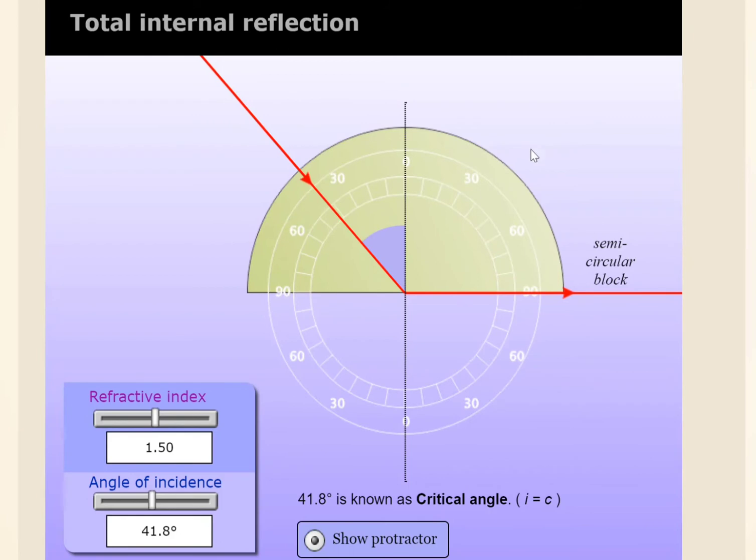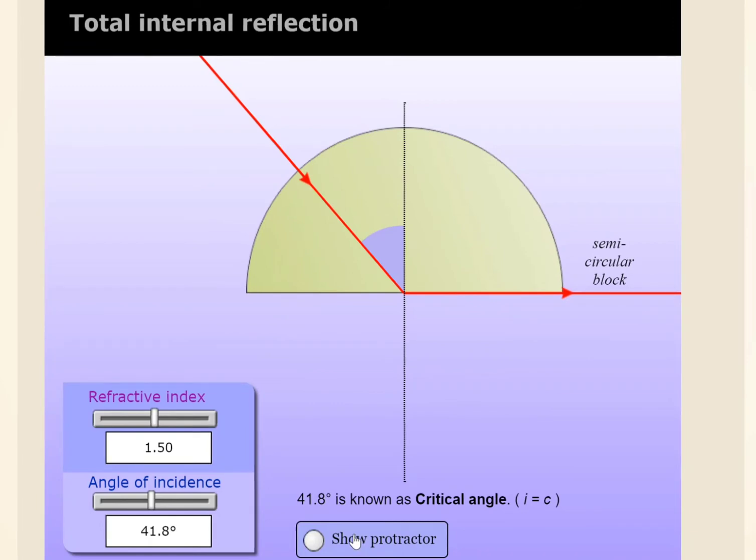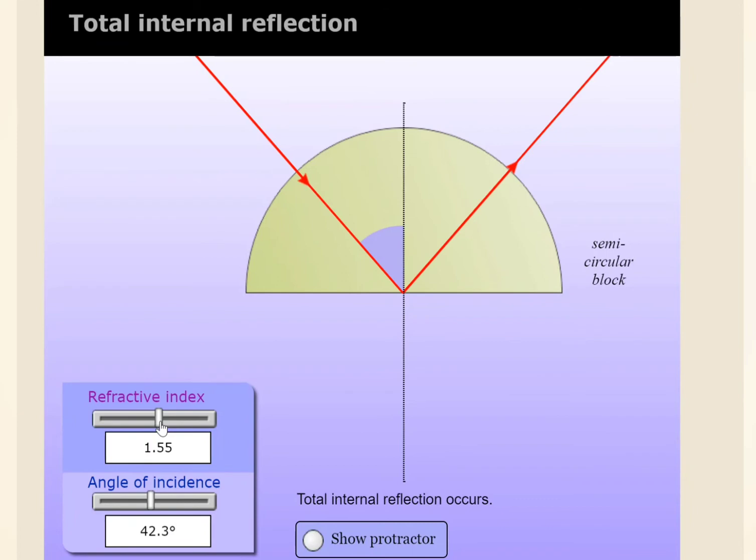Okay, let's go back to critical angle. So this is the critical angle. Now we have refractive index 1.50, so the critical angle is 41.8 degrees. What happens if we change the block? I mean, what happens if we increase the refractive index? When you change the medium, you are changing the refractive index as well. So now let's say we increase this one. Let's just take 1.6.